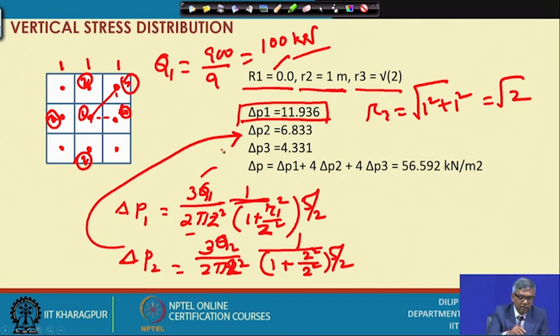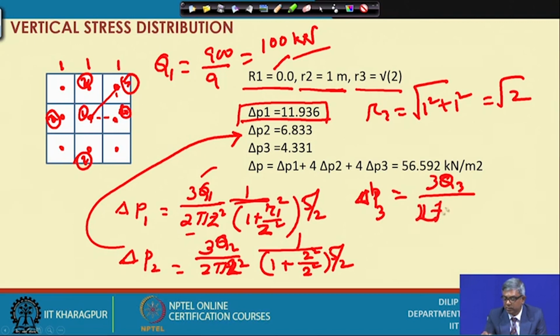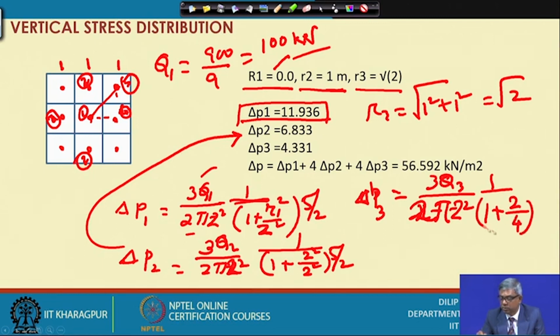And then another one, delta P3, will be equal to 3 Q by 2 pi z square, 1 over 1 plus root 2 square, meaning 2 square is 4, divided by 2 pi by 2. So, this is the expression for delta P3. If I use this expression, then I will get this value.